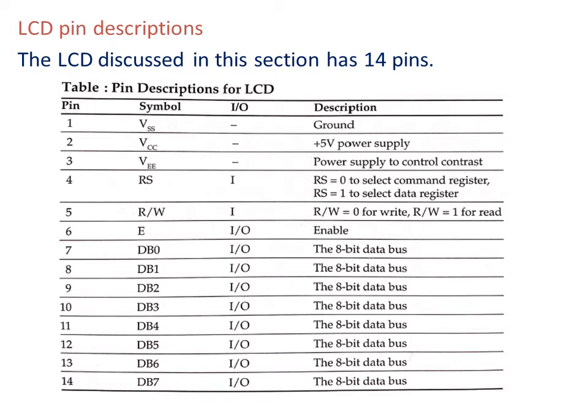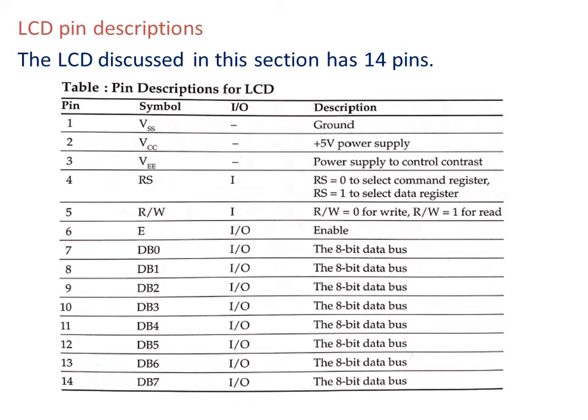The next topic is LCD pin descriptions. The LCD discussed in this section has 14 pins. The function of each pin is given in the table. Pin number 1 is VSS, that is ground. Pin number 2 is VCC, that is plus 5 volt power supply. Pin number 3 is VEE, that is power supply to control contrast of the LCD.